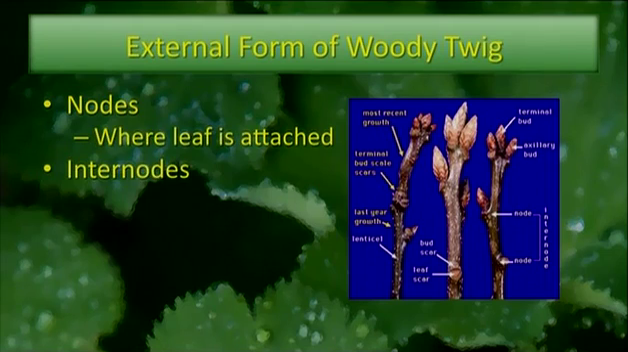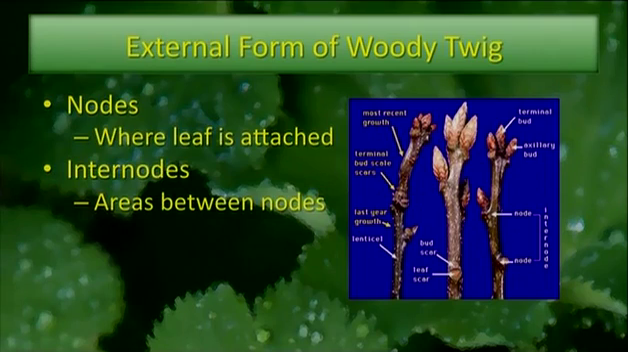Now between nodes you have the internodes. Both the node and the internode are places on the stem. Only stems have nodes and internodes, and internodes are the areas between the nodes. So this is a node, this is a node, and the area between the nodes is the internode. So here's an internode, here's an internode. Internodes are a place on the stem between the nodes.